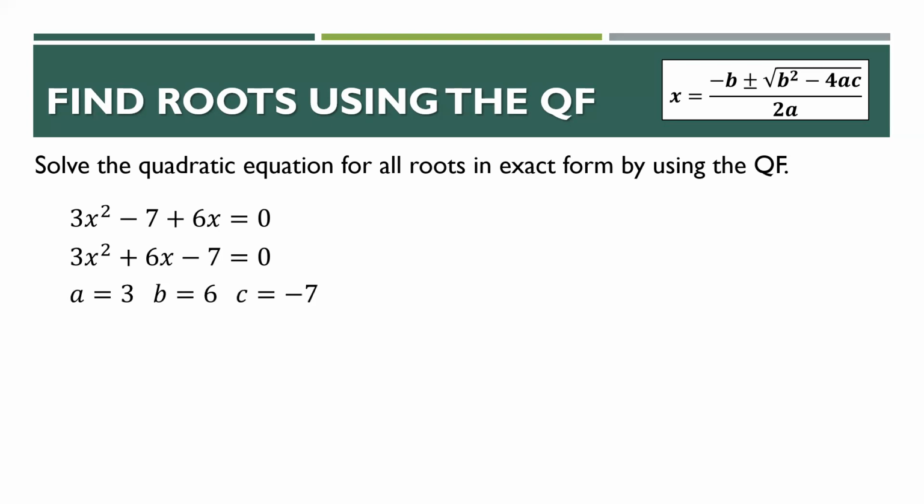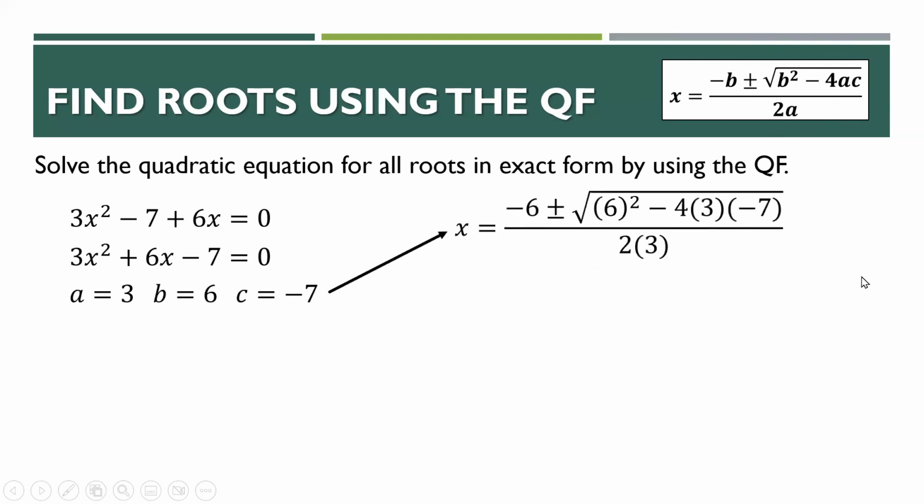Here's the A, B, and C values. I'm going to take A, B, and C, so my 3, my 6, and my -7, and I'm plugging everything in for my A's, B's, and C's into the quadratic formula. So here's what it would look like. Starting off our formula, we've got a -6. So that's coming into play from the opposite of B. Our B value was +6, so opposite of B is -6.